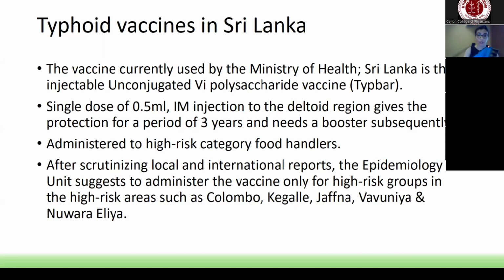A single dose is given to the deltoid region, and it gives protection for a period of 3 years and needs a booster subsequently. It is administered to high-risk category food handlers. After scrutinizing local and international reports, the epidemiology unit suggests administering the vaccine only for high-risk groups in high-risk areas such as Colombo, Kalutara, Jaffna, Batticaloa, and Nuwara Eliya.